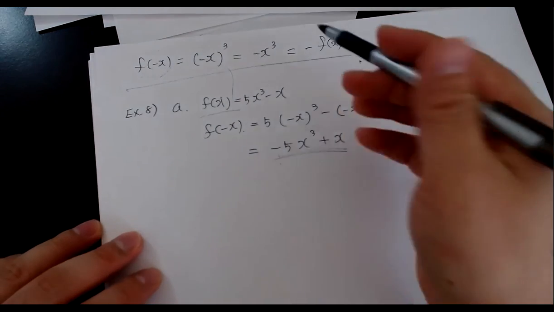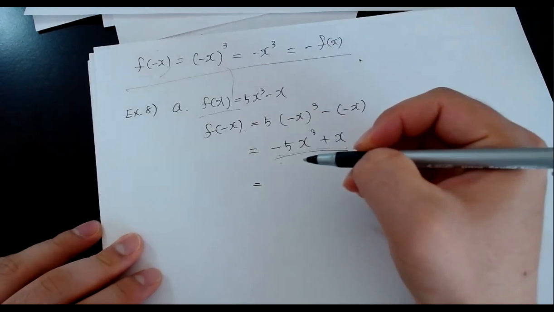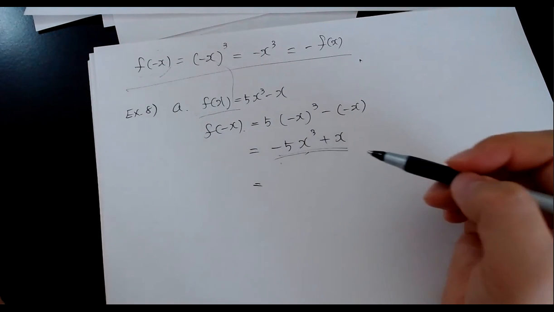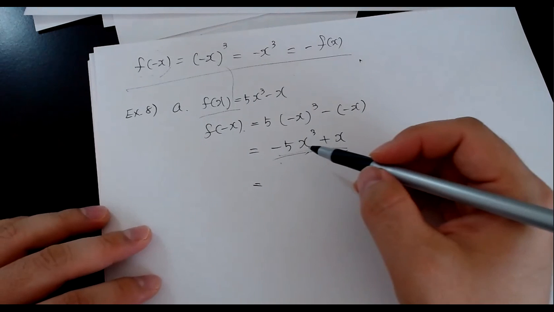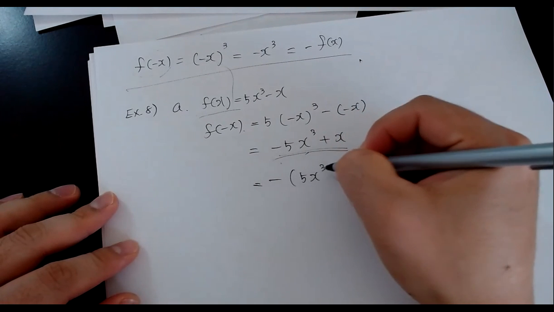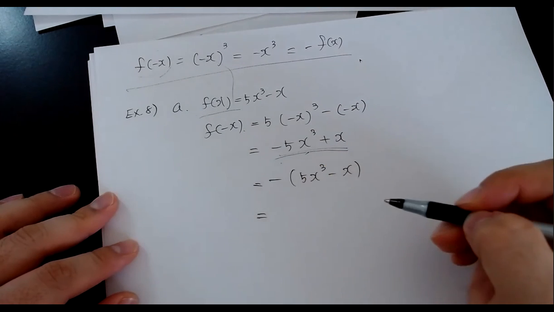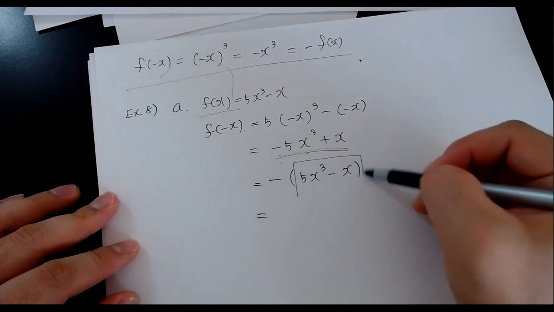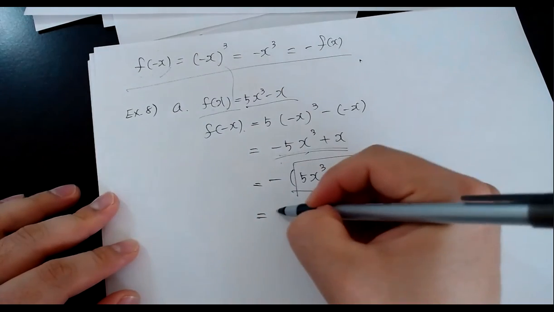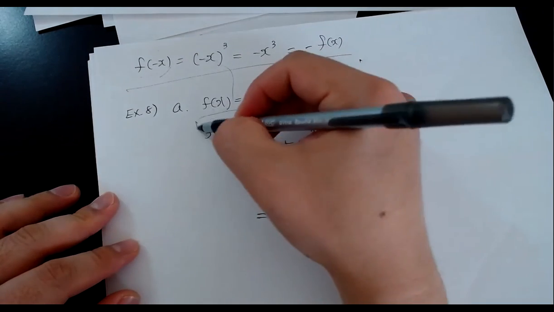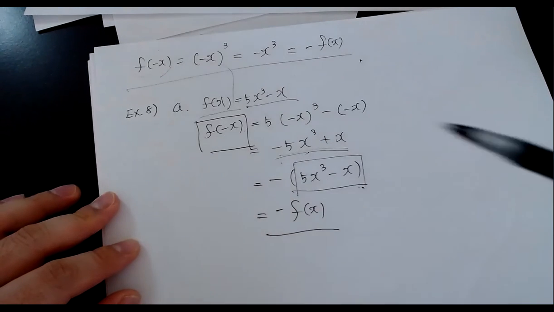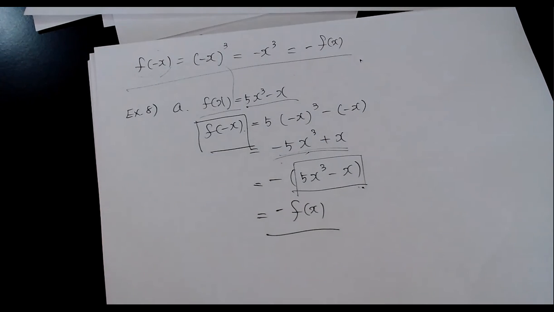But now we try to figure out whether or not this is equal to negative f of x. So try to factor out a negative sign. So negative 5x cubed and then minus x. You see that 5x cubed minus x is exactly the same as the definition of f of x. So we get negative f of x. So starting from f of negative x, we got negative f of x. It means that this function is an odd function.